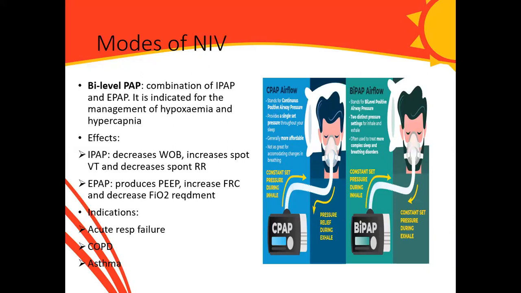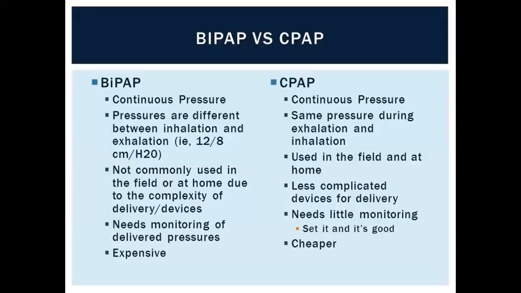Your EPAP, expiratory positive airway pressure, should be started lower, maybe 2 to 4, while IPAP is about 4 to 8. And you wait for the patient to trigger the ventilator. By the time you trigger it, the IPAP and the EPAP may increase. It's indicated in cases of acute respiratory failure, COPD, and asthma. All right, so these are the differences, the comparison between BPAP and CPAP.